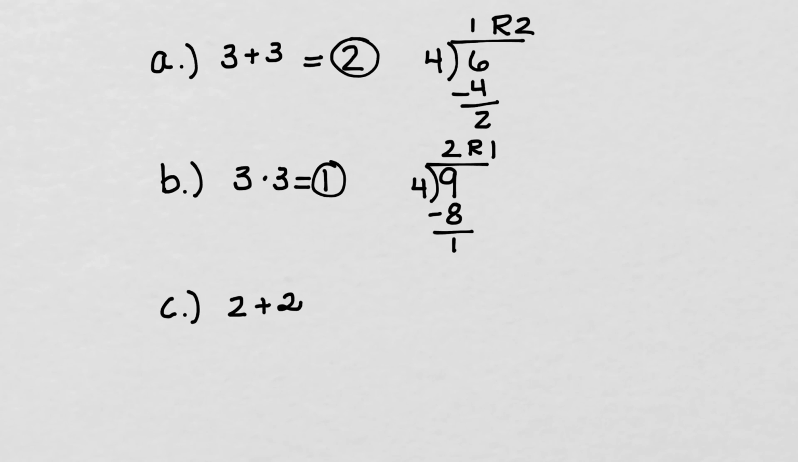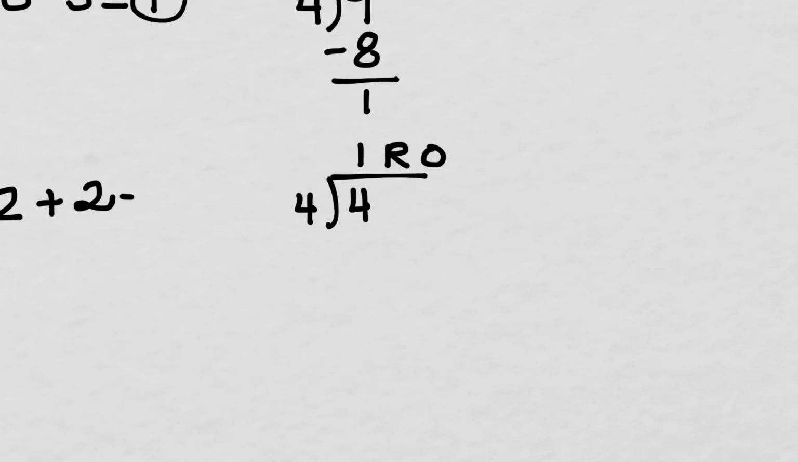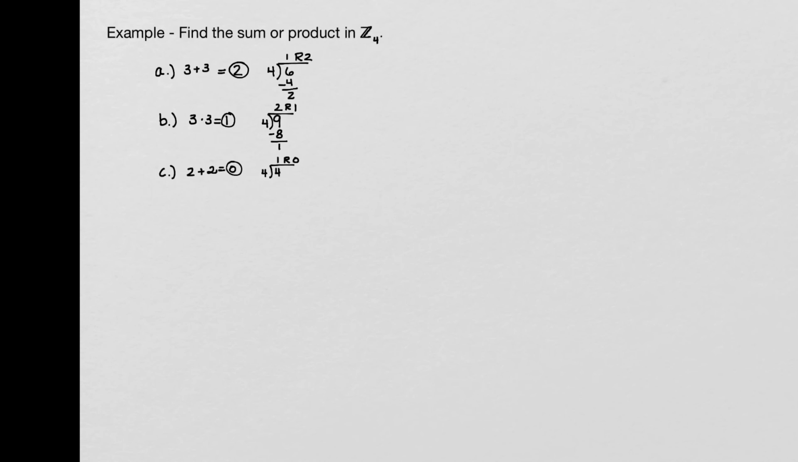And then I have 2 plus 2, which is 4, and that's greater than or equal to 4. So I'll divide it by 4, and I get 1 with a remainder of 0. So 2 plus 2 equals 0 in mod 4. And that's how you do those problems involving Z sub n.